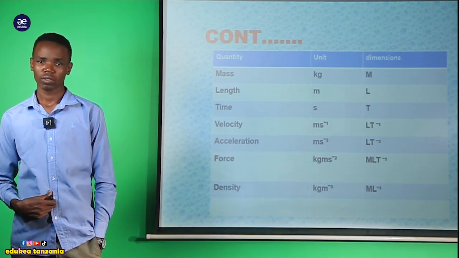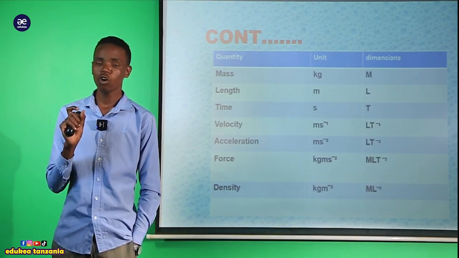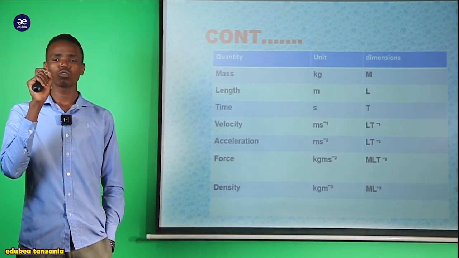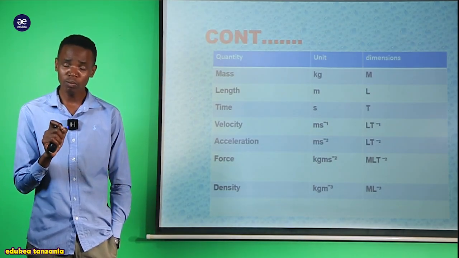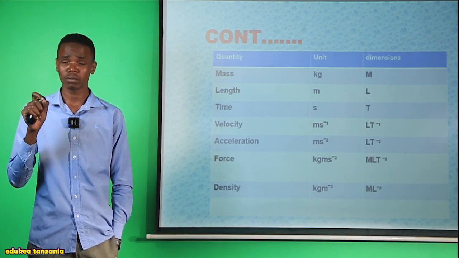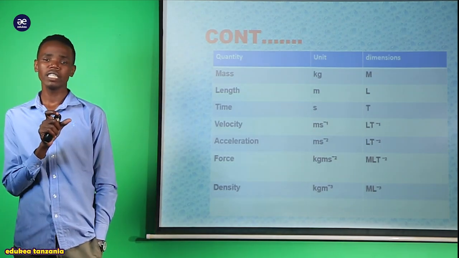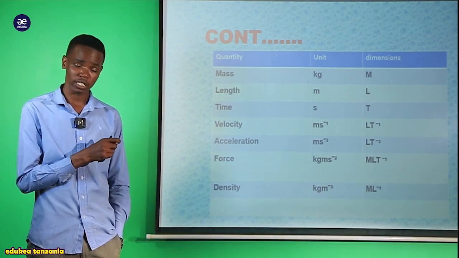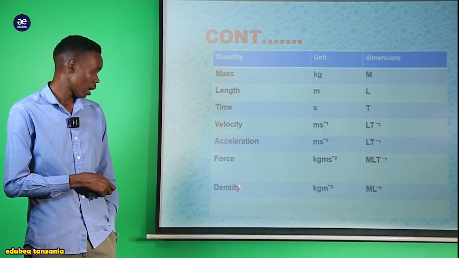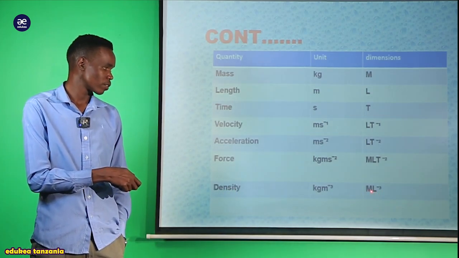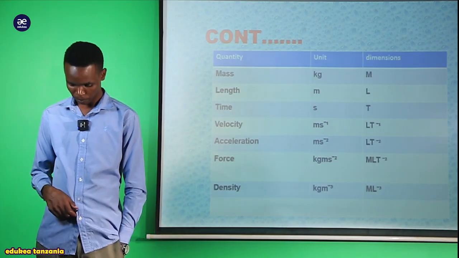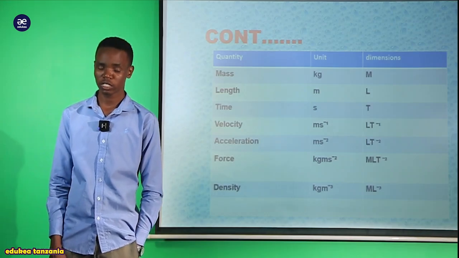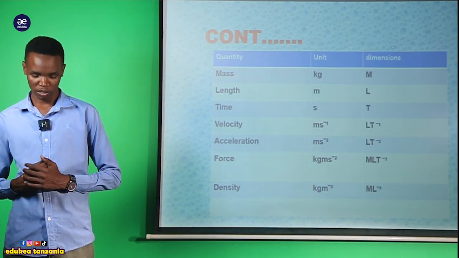Also we have the density. We obtain the dimension of the density. First of all, let us consider the formula of the density. Density is equal to mass per unit volume, but volume is equal to L cube, length times length times length. It means if we find the dimension of those quantities that are found inside the density, we'll get M L power -3. So this is how you can identify the dimensions of the physical quantities, my dear student.